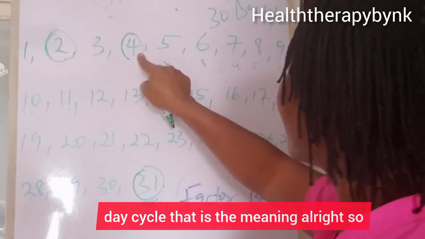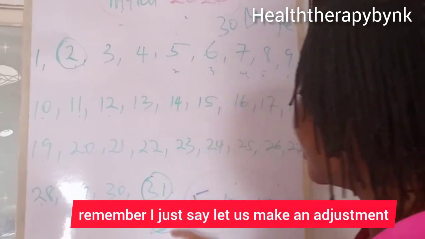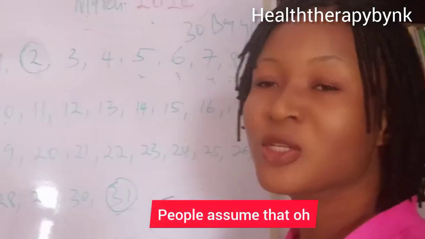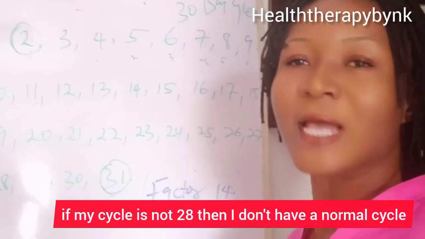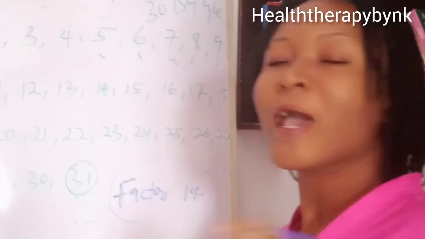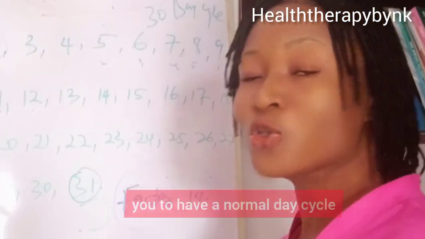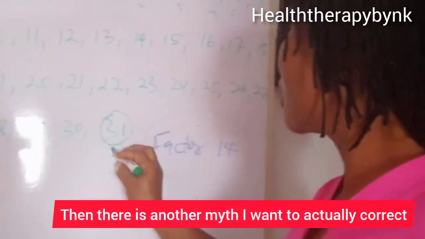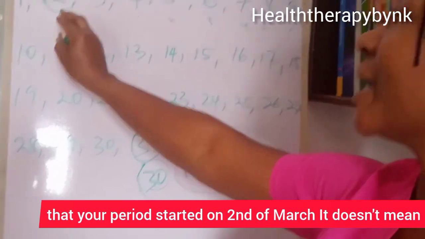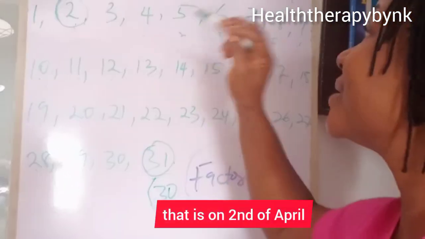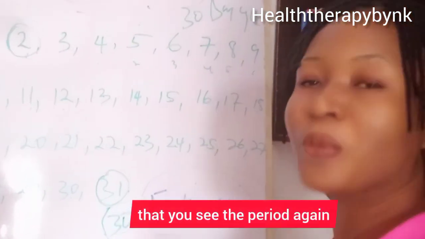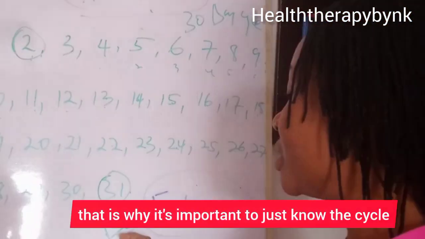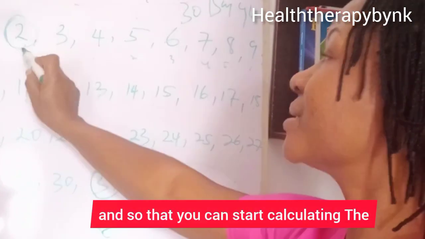Remember, I just said let us make an adjustment, because it seems everybody knows 28 days. People assume that, oh, if my cycle is not 28, then I don't have a normal cycle. False. It does not have to be a 28-day cycle for you to have a normal cycle. Then there is another myth I want to correct. If your period started on the 2nd of March, it doesn't mean that it's on the 2nd of April that you see the period again, or on the 2nd of every other month. No. That is why it's important to know your cycle length so that you can start calculating.